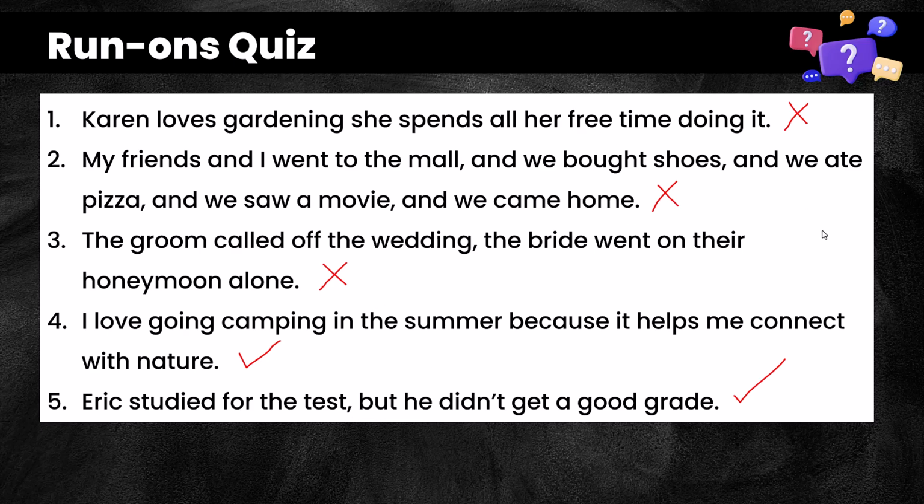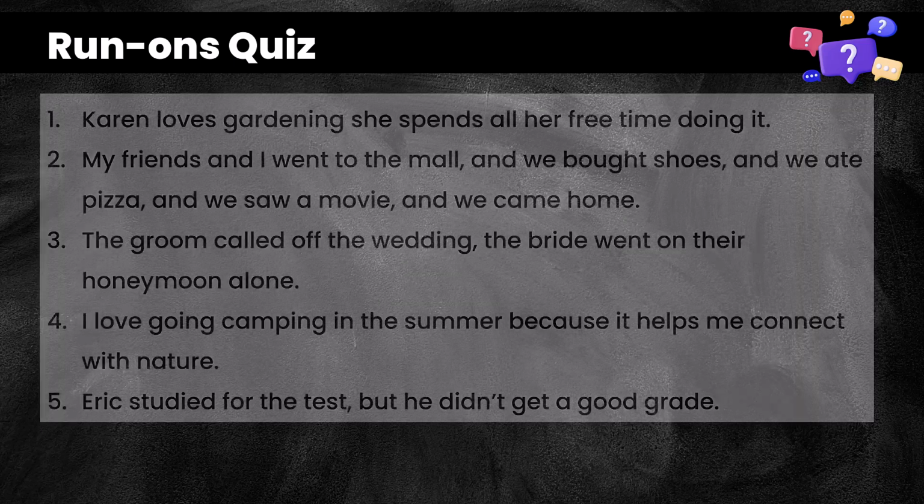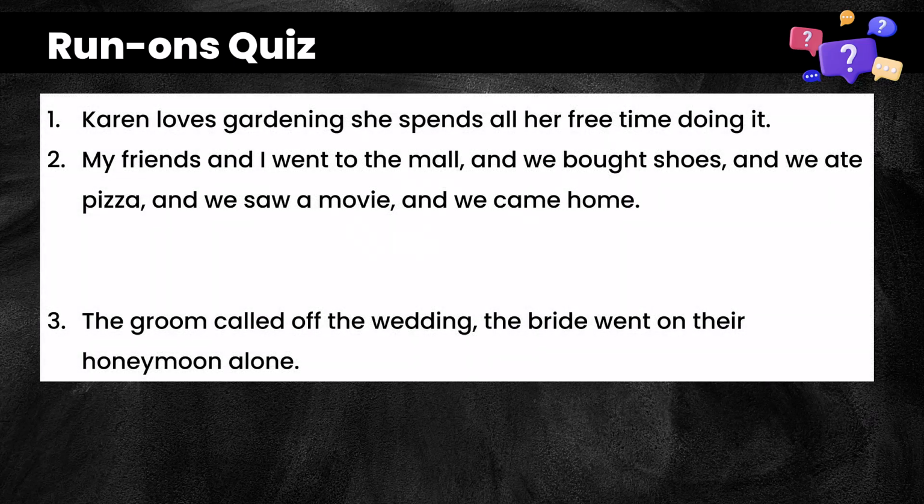So now let's correct the first 3. Again, there are many ways to correct this, but I'm just going to show you a few examples of how you can do this. Number 1, we could just add a semicolon after the G. Karen loves gardening; of course, 1 space, and then she spends all her free time doing it. You might also split this into 2 sentences, or add a comma plus a coordinating conjunction, and now this would be correct.